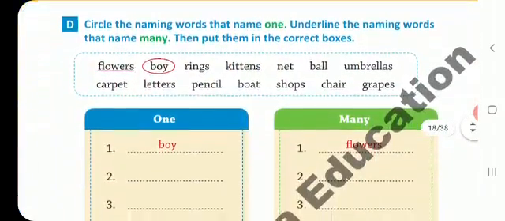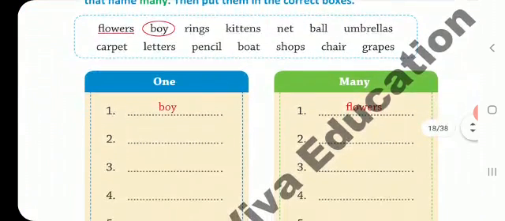Circle the naming words that name one. Underline the naming words that name many. Then put them in the correct boxes. So now they have given you 2 boxes over here. One is the blue box, and one is colored green. It's for plural, many. Flowers, that is plural because S is there. We are talking about more than one. So the flowers will come in the green box.